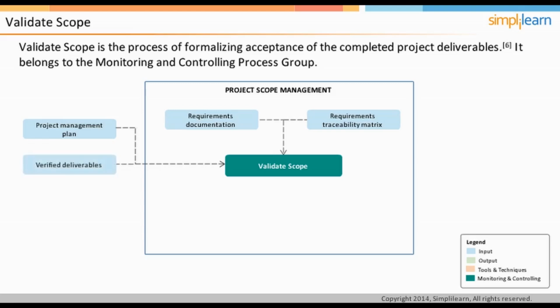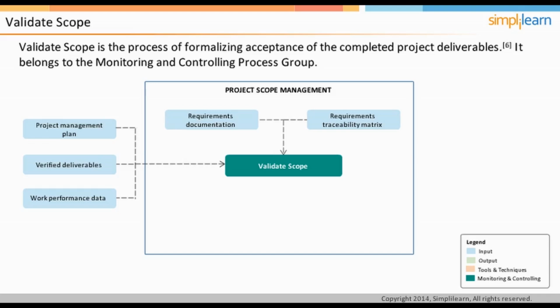The fourth input is verified deliverables and implies that the verification activity is first carried out by the team under the control quality process, and only then the deliverable enters the validation process. Work performance data gives more inputs on the deliverables that may be useful in validating and getting acceptance.